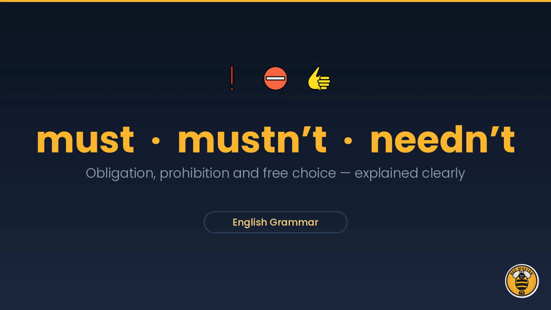Must, mustn't, and needn't. Three small words that decide whether something is necessary, forbidden, or simply not required. They look similar, and that is exactly why learners mix them up. By the end of this lesson, you will use all three with confidence.